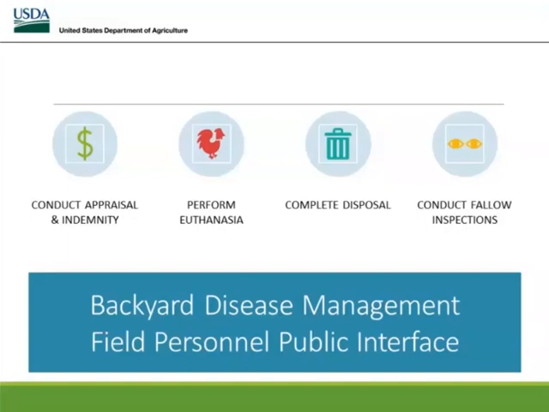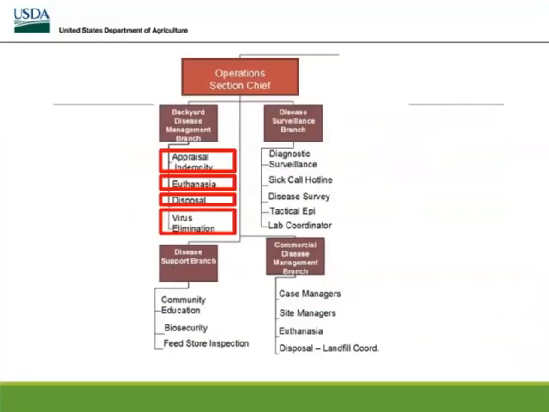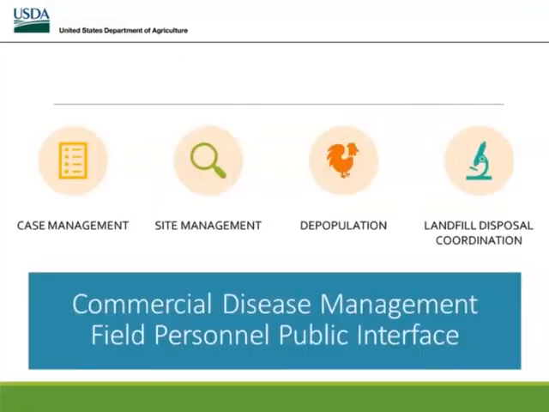Instead of C&D for every backyard, we did a fallow period for virus elimination. And so the fallow inspections were conducted every 20 to 30 days throughout the 120-day fallow period. We did have personnel out in the field conducting fallow inspections, and that was also another public interface opportunity. This is how we organized those functions.